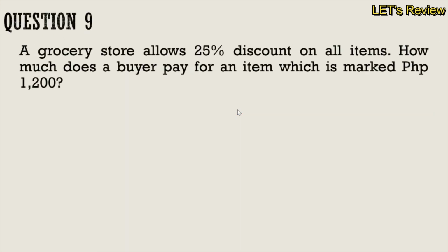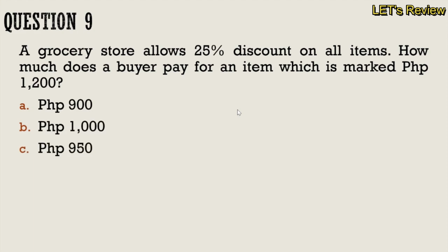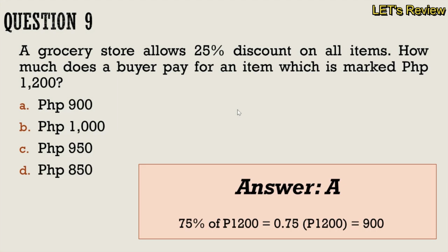Question 9. The grocery store allows 25% discount on all items. How much does a buyer pay for an item which is marked 1,200 pesos? A. 900 pesos, B. 1,000 pesos, C. 950 pesos, or D. 850 pesos. The answer is A. 75% of 1,200 pesos is 900 pesos.